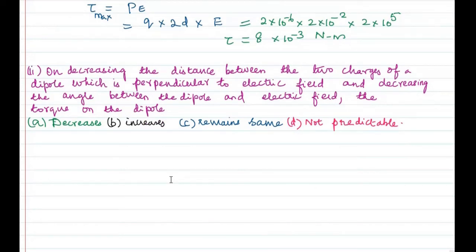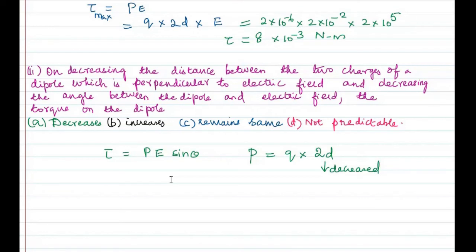Now the next question is: on decreasing the distance between the two charges of a dipole which is perpendicular to the electric field, and decreasing the angle between the dipole and the electric field, the torque on the dipole will be? Okay, so torque is given by P sin theta. If the distance between the two charges is decreased, so what is the dipole moment? P is equal to Q into the distance.